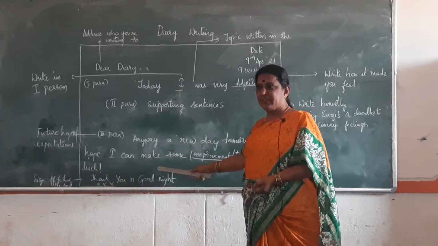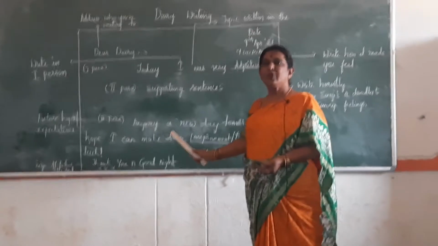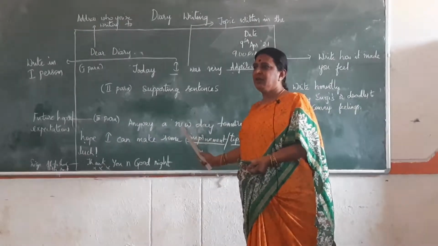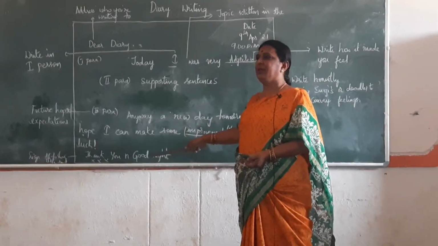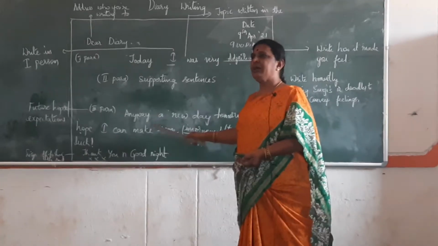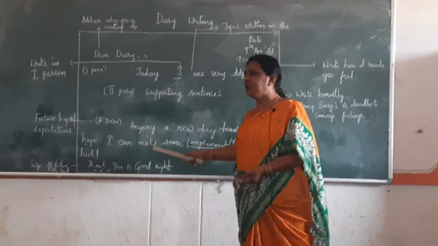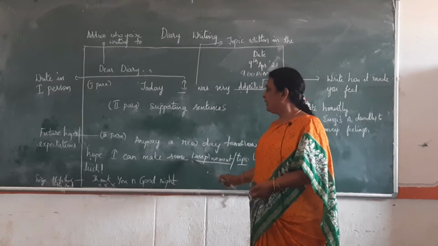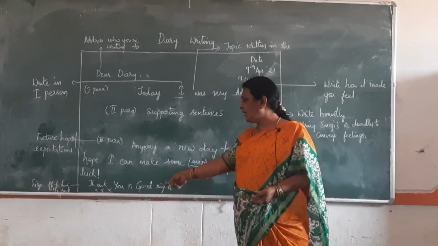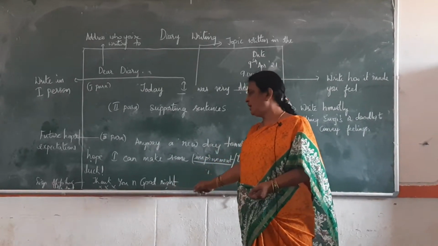And future expectations in the third paragraph: he is going to say sorry to the headmaster and join the class, or he may quit and join another class. What he is going to do in the future, you have to mention here. In conclusion, you conclude with thank you and good night.